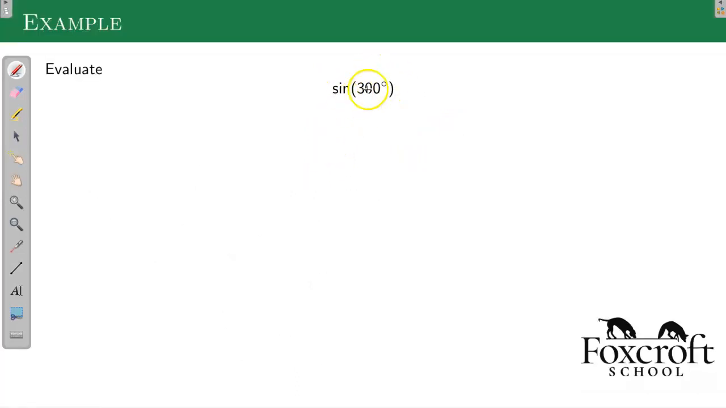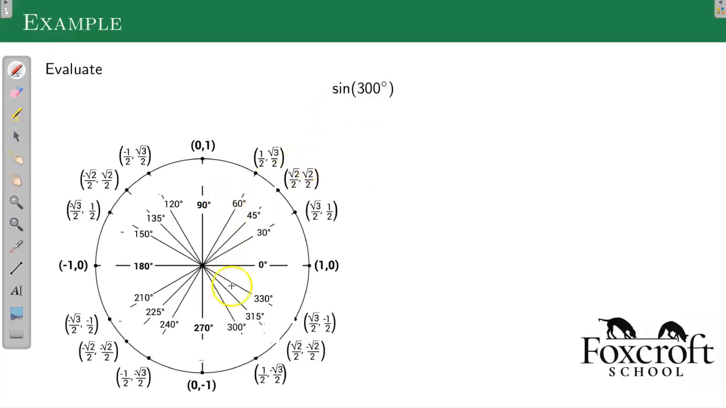Alright, sine of 300. You have an idea what we're going to do. We're going to look at the unit circle, find 300, and sine is the y value. So if you have your unit circle memorized, you can figure out these values fairly quickly, just knowing, again, the most important thing: sine is y, cosine is x.